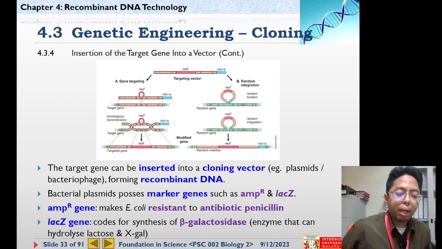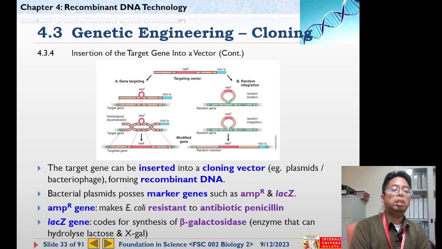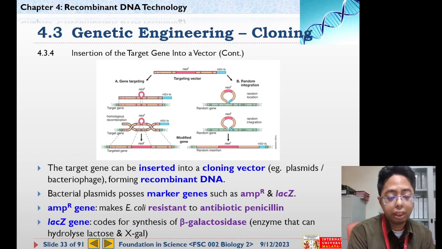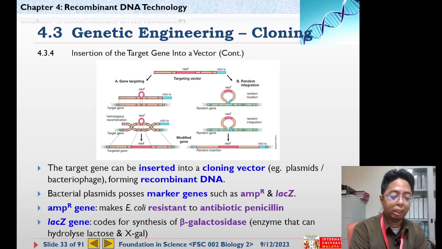So what are AmpR and LacZ? AmpR is the gene that makes them resistant. If you look at the name, AMP is the short form for ampicillin. Ampicillin is the antibiotic. So if they have the AmpR gene, they are resistant to the antibiotic. And then the second will be the LacZ gene. The LacZ gene codes for synthesis of beta-galactosidase. This is an enzyme that can hydrolyze lactose and X-gal.